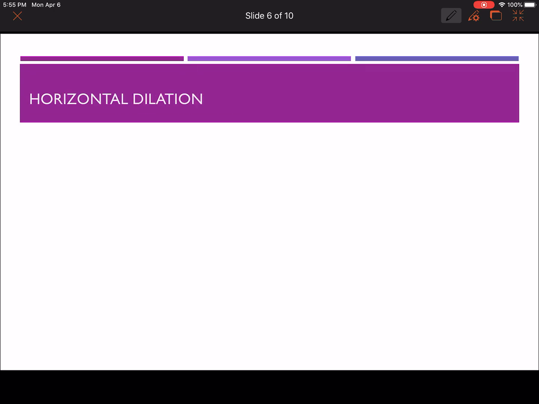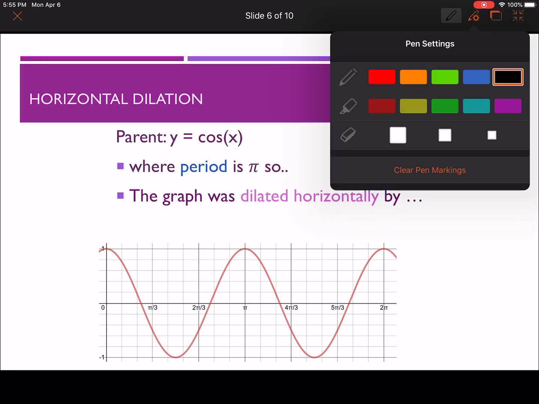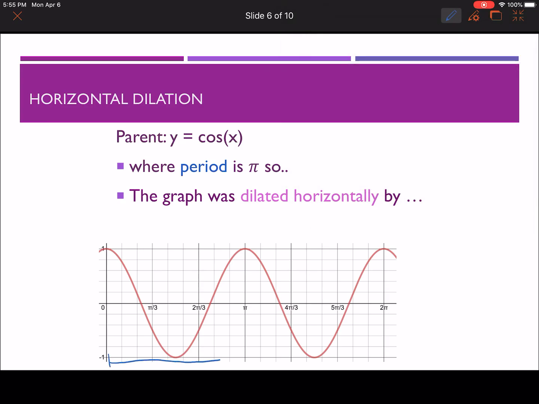All right, we also have horizontal dilations. Now, horizontal dilations, we've always had two ways to think about it. We're going to continue to have two different ways to think about it, and I want to make sure to go through both. So in this one, we're going to assume that our parent function is a cosine function. Here's what our graph looks like. What we notice right off the bat is that there is one full period that shows up over the course of pi. Here it is right there. Which means that our graph was horizontally dilated by something in some capacity. What exactly it was dilated by, remember we have two ways of thinking about this.